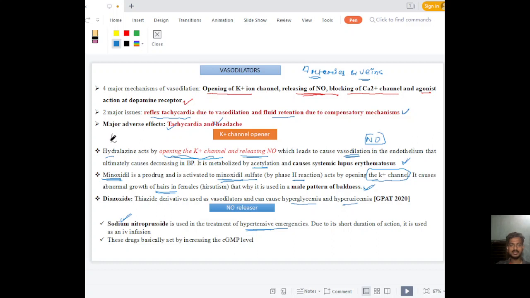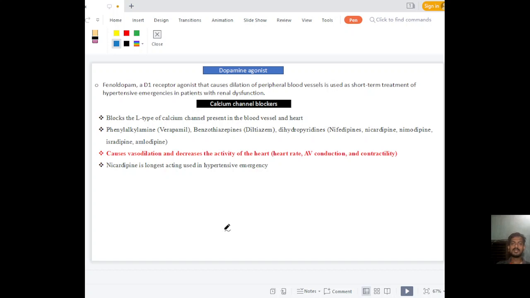These three classes of drugs basically block only arteries. Okay, sodium nitroprusside blocks both arteries and veins. These NO releasers basically act by increasing the level of cyclic GMP. Okay, so if we talk about dopamine agonists, fenoldopam is the drug which has D1 agonistic activity that dilates the peripheral blood vessels and basically decreases total peripheral resistance.